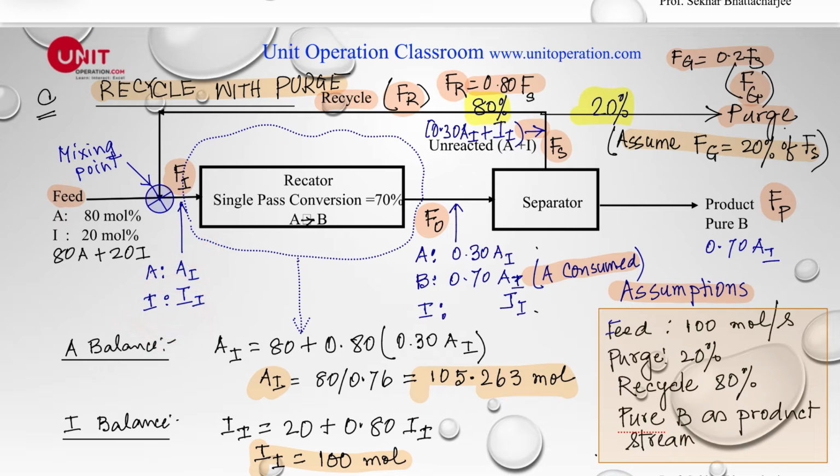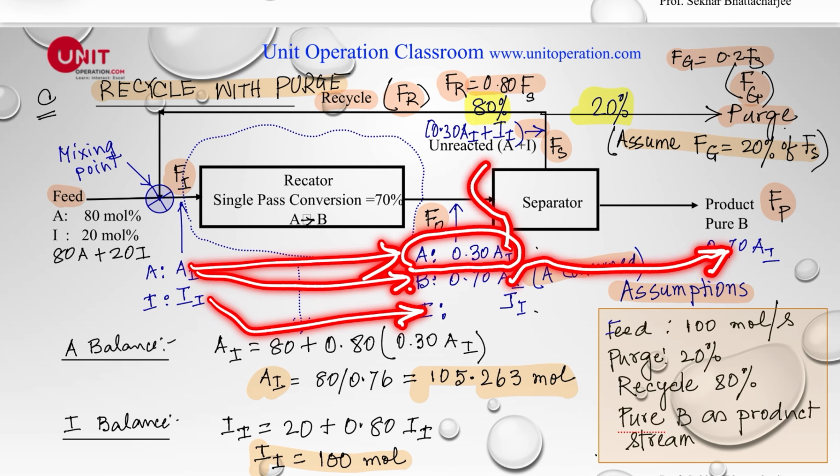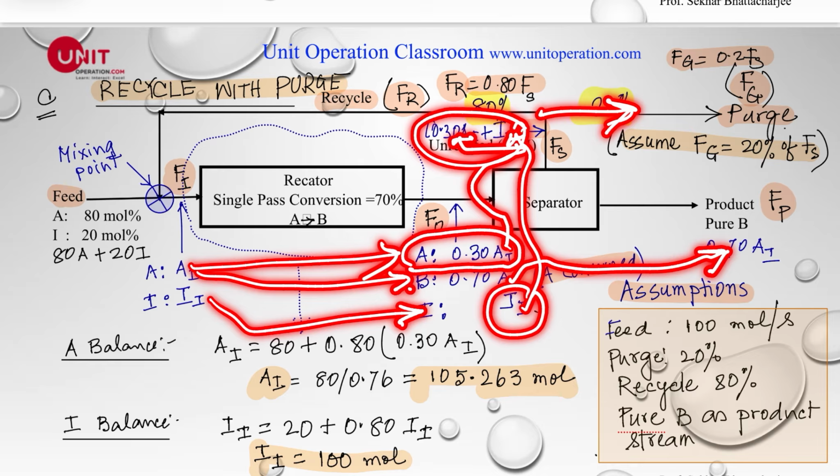If we take that 70% of this one gets converted, A would be remaining 30% of this one right here, and B would be 70% of this one right here, and the I, of course, will just go exactly like this. So B, 70% of A_I, will go directly here, and 0.30 A_I will go right here, and the I_I as it is will go here. So that's what it is. Out of that, 20% of this stream goes right here, and 80% goes here.